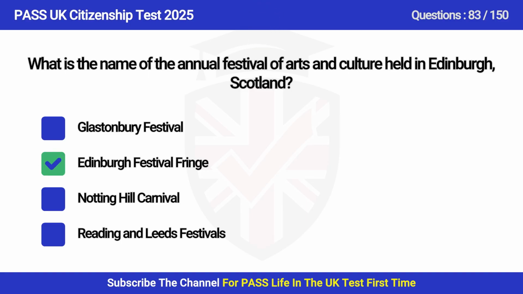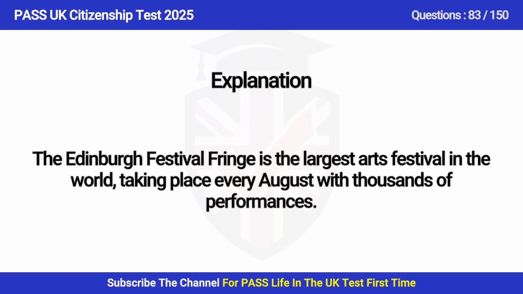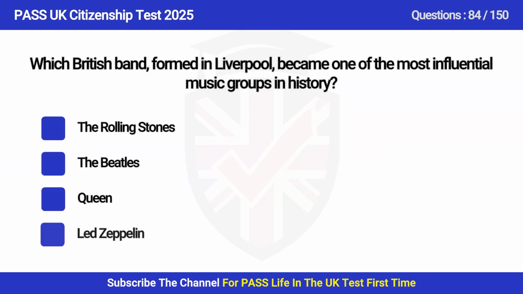Answer is B. Edinburgh Festival Fringe. The Edinburgh Festival Fringe is the largest arts festival in the world, taking place every August with thousands of performances. Question 84. Which British band formed in Liverpool became one of the most influential music groups in history?